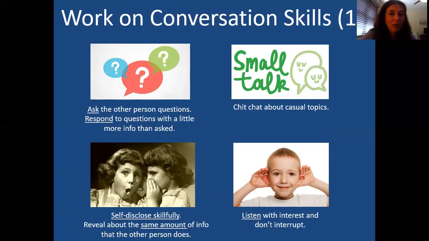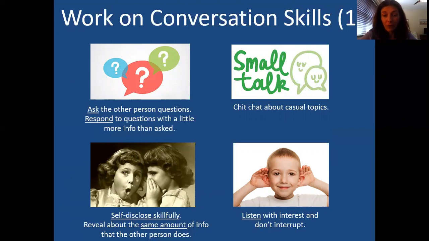So if you're not really sure how much to share, maybe gauge it by what the other person is sharing. And maybe I'll share around the same amount. So if they're telling me a little about their family, I'll tell them a little about my family, but maybe not the deep, dark, dirty secrets. Okay, so something like that.